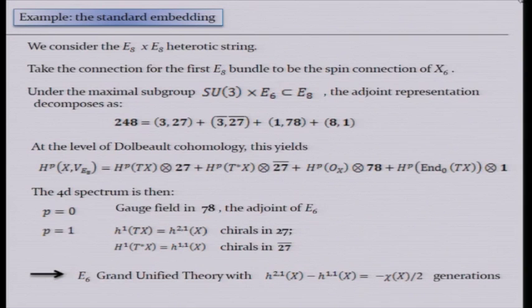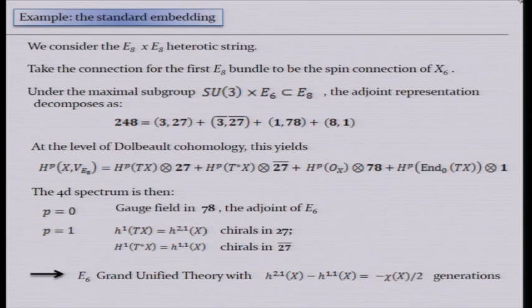The next thing we want to discuss is the matter fields. The matter fields correspond to p equals 1. So now let's do p equals 1. I'm going to get H^1 T of X, whatever that number is, the dimension of this Dolbeault cohomology group, times the 27. So that gives me h^1(T of X) chirals in the 27. And from this one, I'm going to get h^1(T* of X) chirals in the 27 bar.